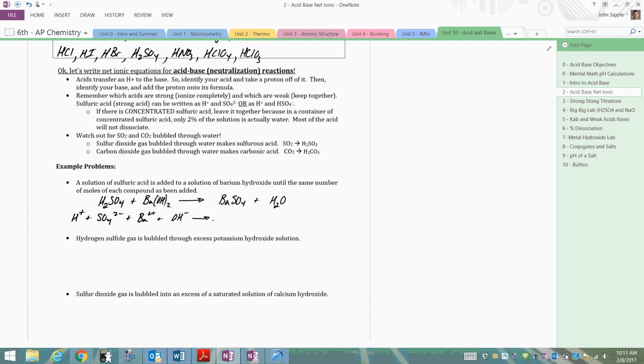So then ultimately we get our products out. We've got barium sulfate. Is that soluble or insoluble? What's the story with that one? Barium sulfate is insoluble. That guy's a solid, so we don't split him up. We write him as barium sulfate solid. And we've got liquid water, so H2O we leave together as well. That's a liquid.